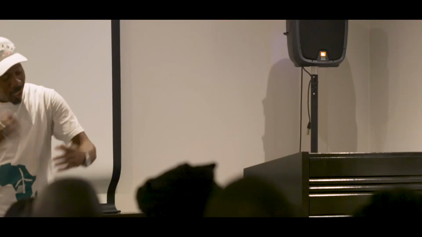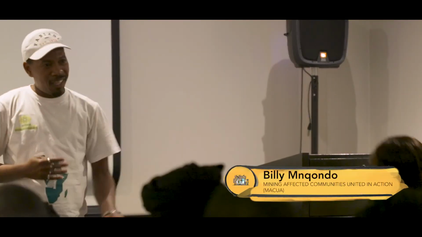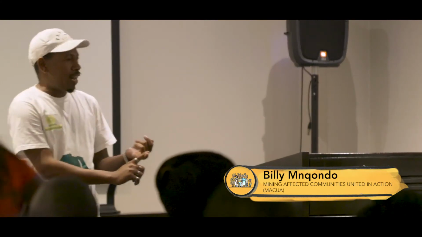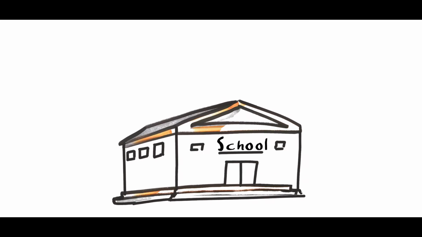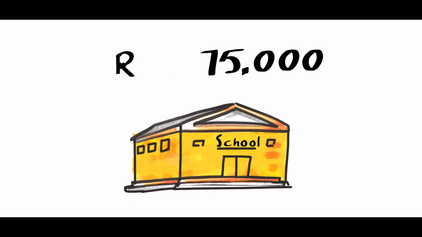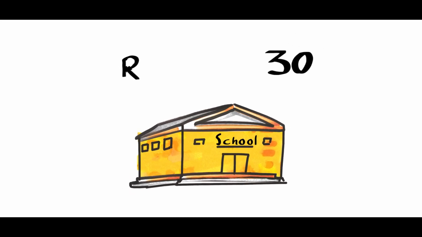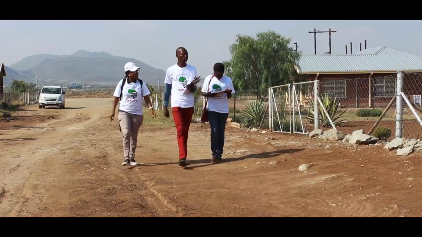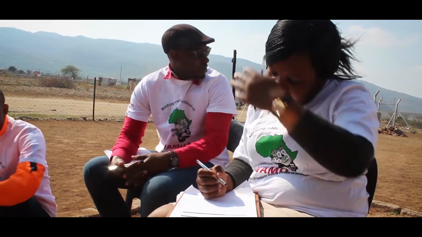So when we went through the SLP, we found out they said they built a clinic and school. In that school, they said they spent 1.5 million rand to help the school. We only found out they only spent 30 rand. When we did the door-to-door, we managed to go into 88 households. About 90% of people in Sakuluma had never worked at the mine or had not benefited anything from the mine.